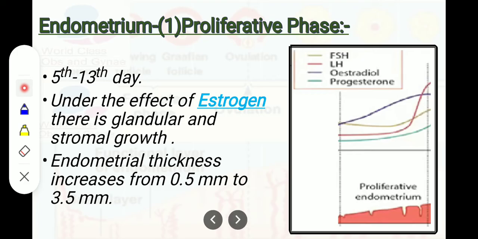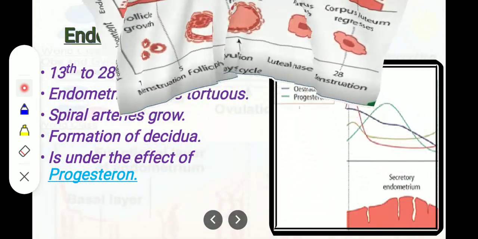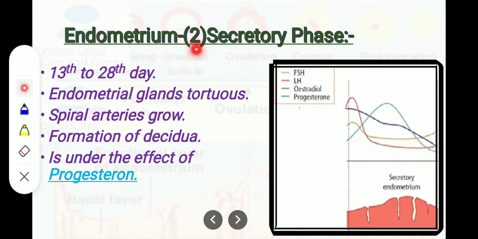Now come to the second stage of the endometrial cycle, and that is the secretory phase. And this phase takes place from about 13 to 28 days. So what happens is that endometrial glands become tortuous, spiral arteries grow, and there is formation of decidua, and all of these are under the influence of progesterone. You can see from the whole chart that there is further proliferation of the endometrium.